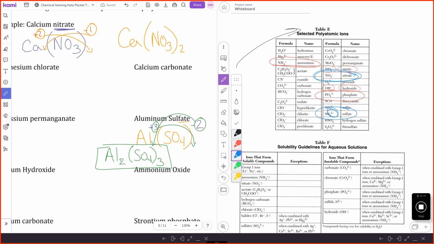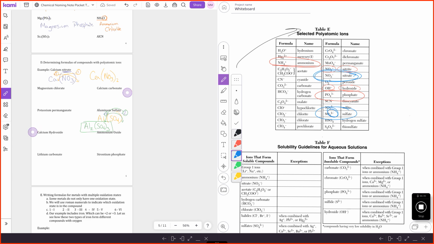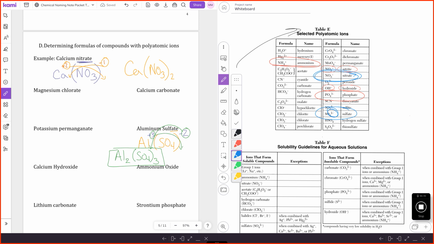So, I'll leave this here for anybody who maybe doesn't have this sheet and wants some extra things to look at. These are some other examples that you can practice on your own. If you're in my class, I'm expecting you to fill these out before you come back and check with me. And I hope this helped.